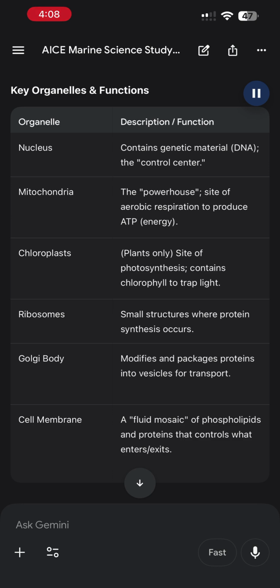Ribosomes, small structures where protein synthesis occurs. Golgi body, modifies and packages proteins into vesicles for transport. Cell membrane, a fluid mosaic of phospholipids and proteins that controls what enters and exits.